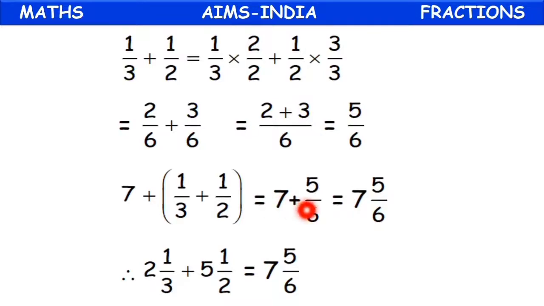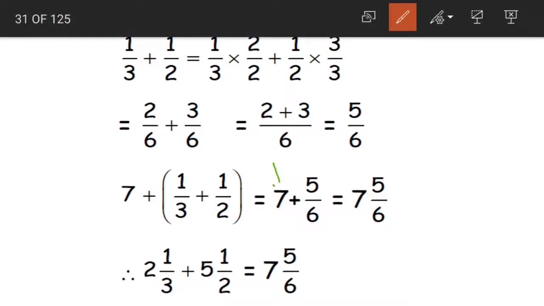7 plus 5 by 6. How did we get this 7? By adding the whole numbers, that is 2 and 5. And how did we get this 5 by 6? By adding the fractions, that are 1 by 3 and 1 by 2.